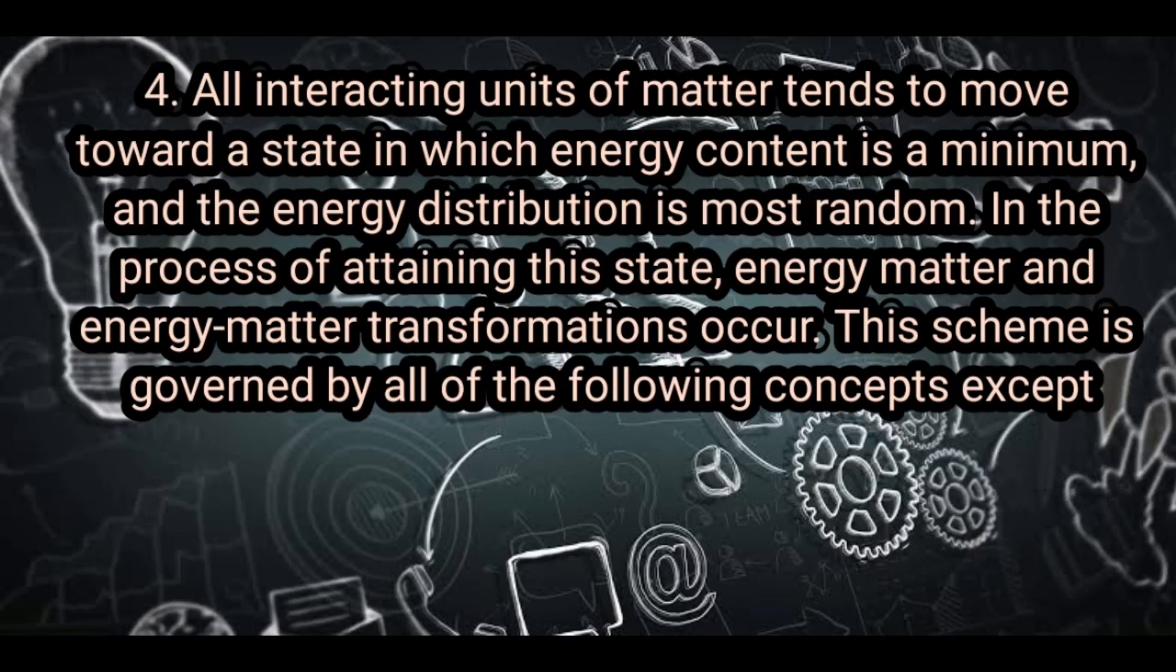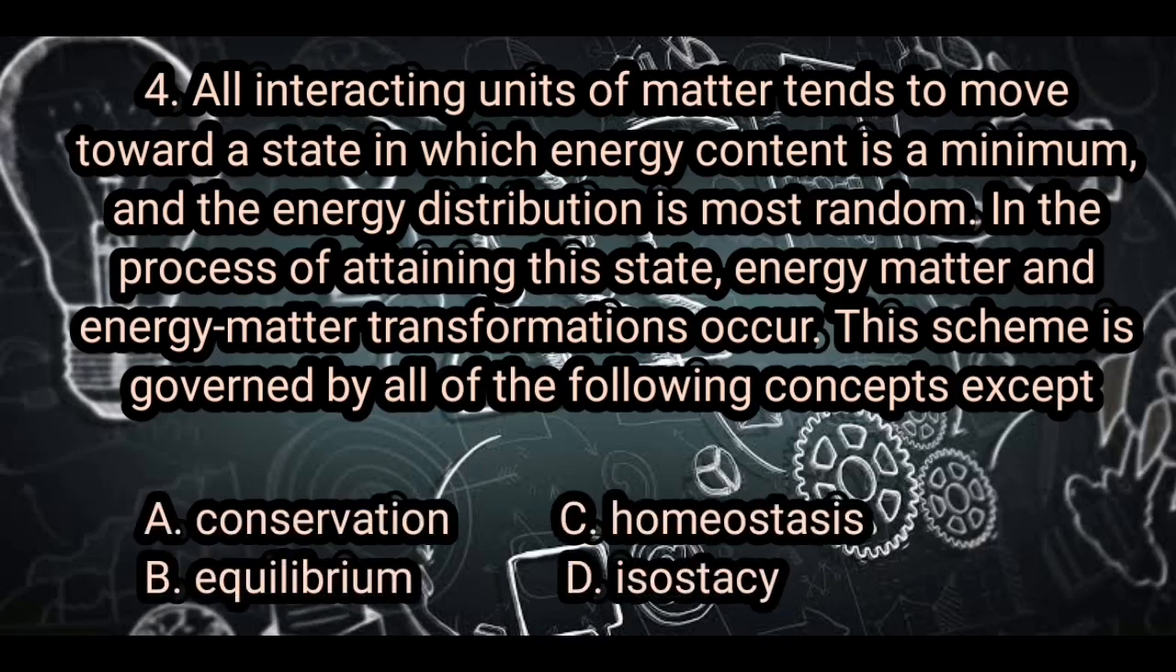4. All interacting units of matter tend to move toward a state in which energy content is a minimum, and the energy distribution is most random. In the process of attaining this state, matter and energy transformations occur. This scheme is governed by all of the following concepts except: A. Conservation, B. Equilibrium, C. Homeostasis, D. Isostasy. Correct answer. Letter D.